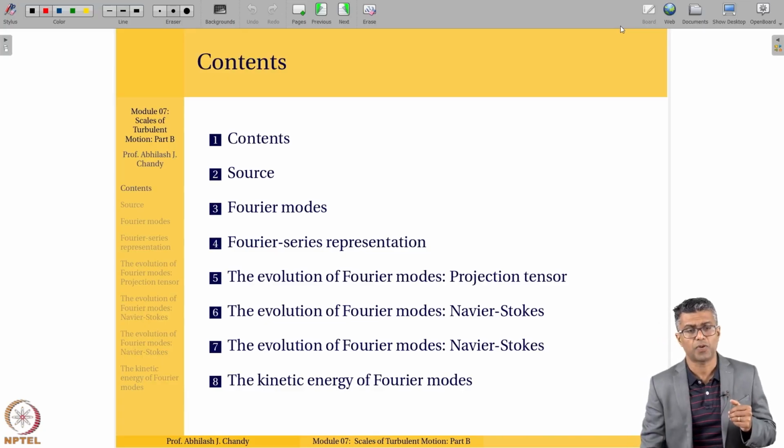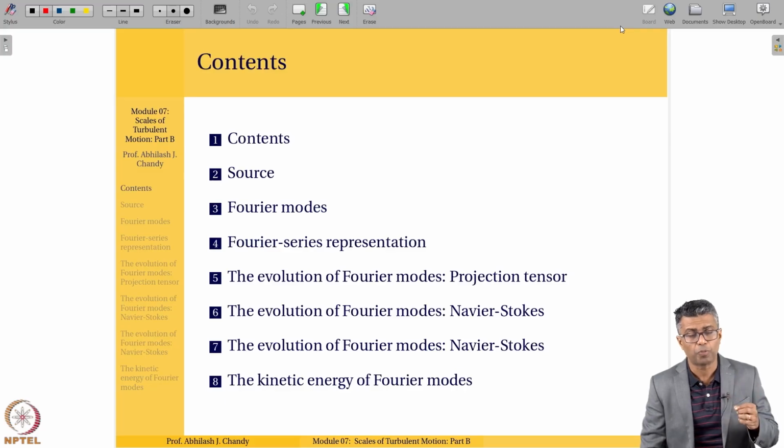Now, because of this wide range of length scales, it is sometimes better to look at it in terms of Fourier modes, in terms of wave numbers, in terms of frequencies, rather than just in terms of length. And that's what we're going to try and do now. So in this module, we are going to lay out the platform for looking at length scales in terms of Fourier modes. We are going to start with some basics of Fourier transforms, Fourier analysis, and then try and take it to the Navier-Stokes equations and so on. So these are the contents we are going to be covering.